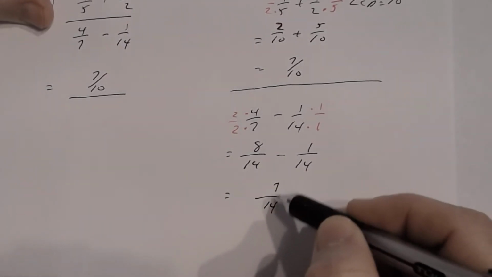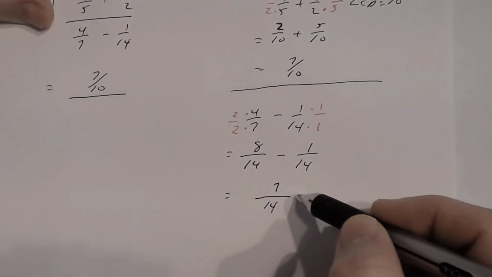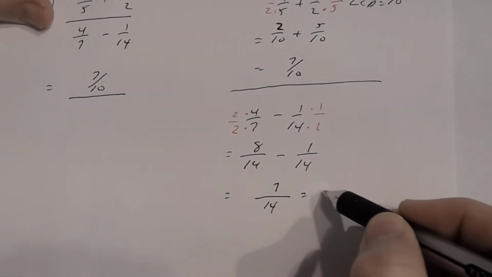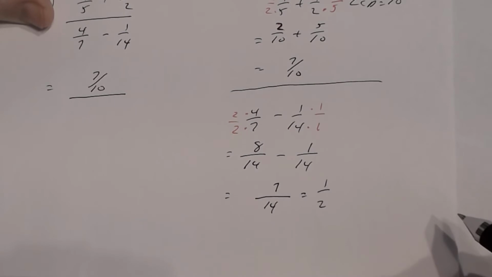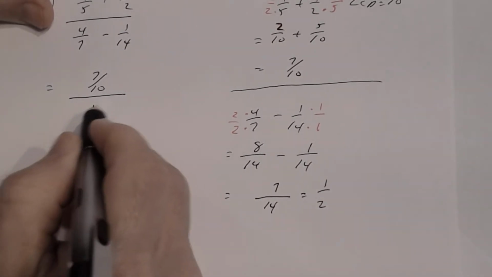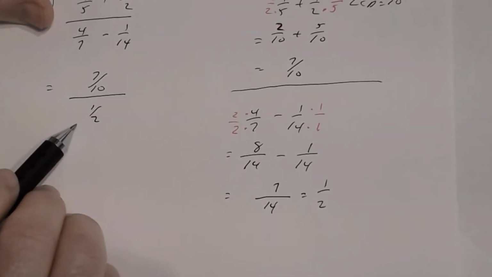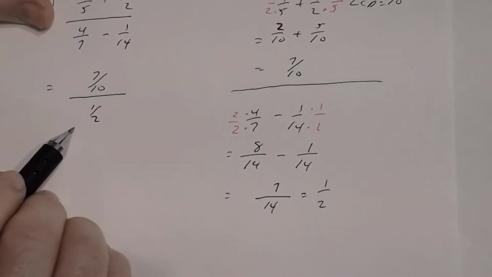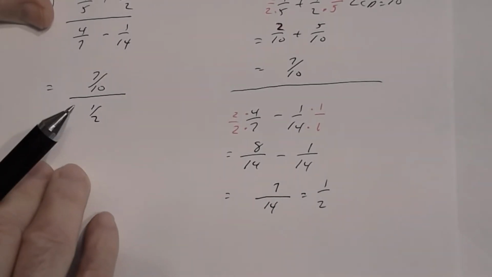Okay, now let's go ahead and reduce this at this point. So 7/14 is what? 1/2. So I get 1/2, and that's going to go here. Now I'm going to say this: if you left this as 7/14, no big deal. I'm going to do it both ways just to show you.